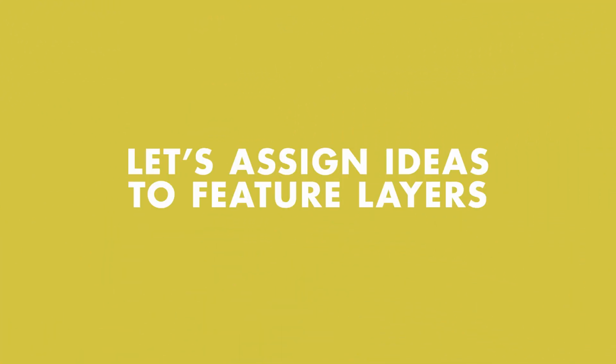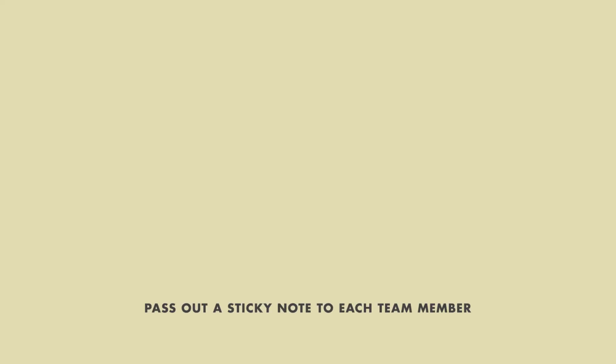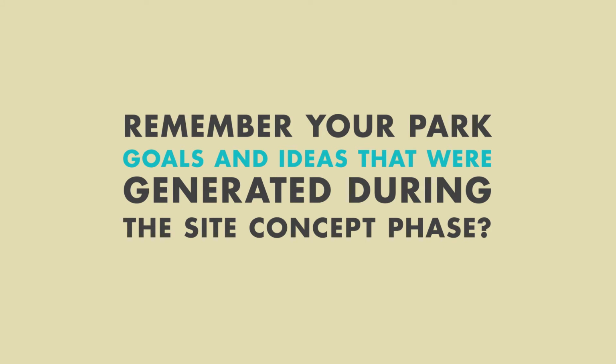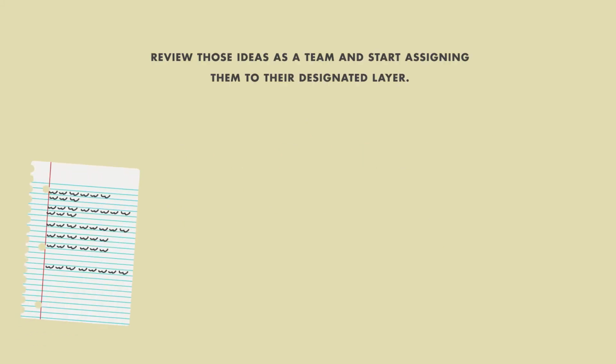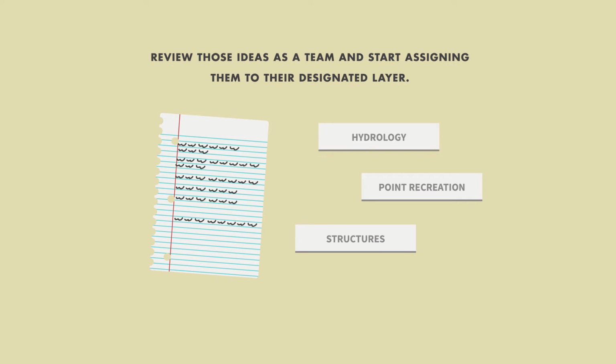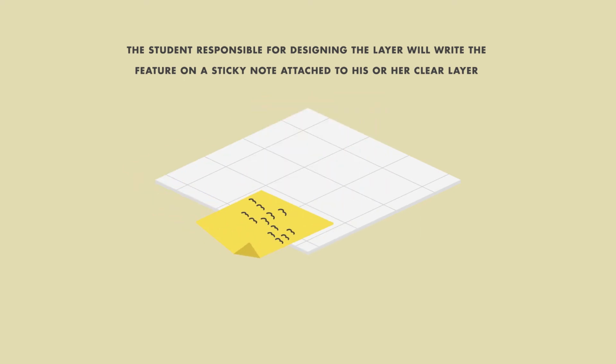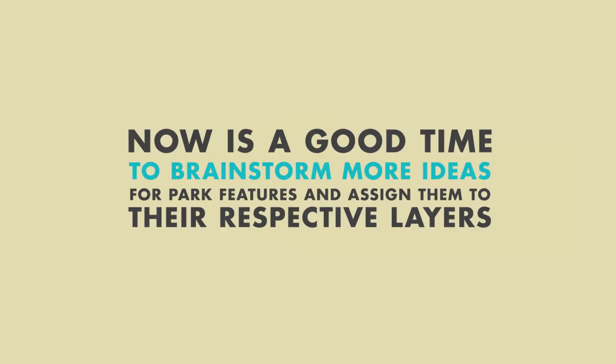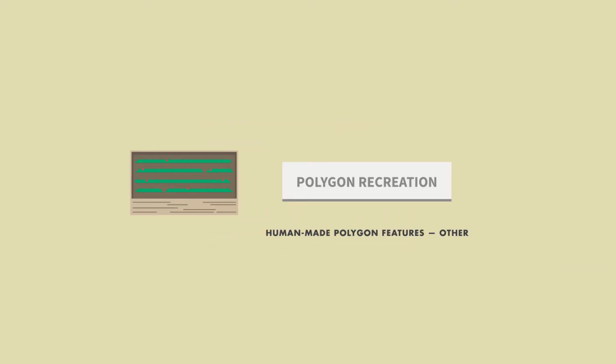Now, let's assign ideas to feature layers. Pass out a sticky note to each team member. Remember your park goals and ideas that were generated during the site concept phase? Review those ideas as a team and start assigning them to their designated layer. The student responsible for designing the layer will write the feature on a sticky note attached to his or her clear layer. Now is a good time to brainstorm more ideas for the park features and assign them to their respective layers. For example, if you planned a garden, you would include it on the human-made polygon features layer.